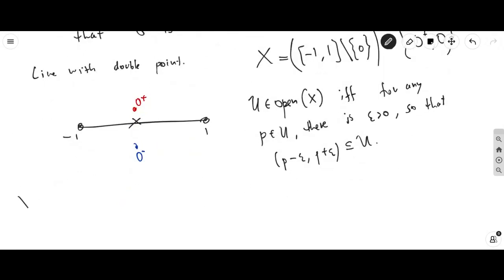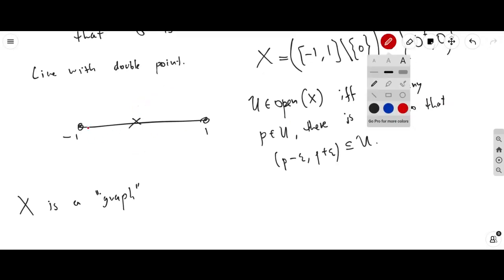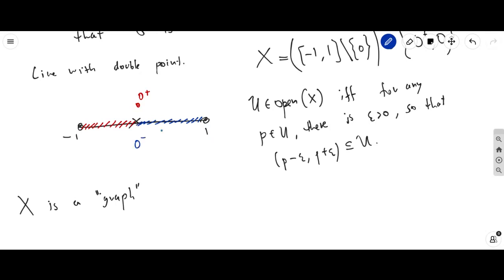So X is a graph because you can triangulate it. So here's how you can triangulate it. For one of the edges, this can be one of the edges where it's 0 plus, and the other edge would be 0 minus.